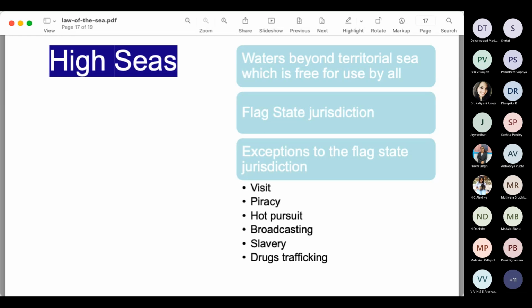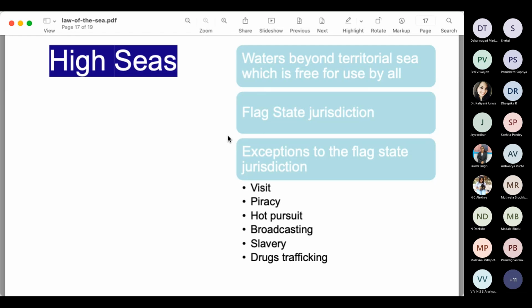Every state does have the right to search and seizure on the high seas under two conditions. The first is the right to visit, and the second is the right of hot pursuit. Besides the right to visit and hot pursuit, we also have piracy, which we have already learned before, then broadcasting, slavery, and drug trafficking. These are the exceptions to flag state jurisdiction. The primary two important exceptions are the right to visit and the right of hot pursuit.